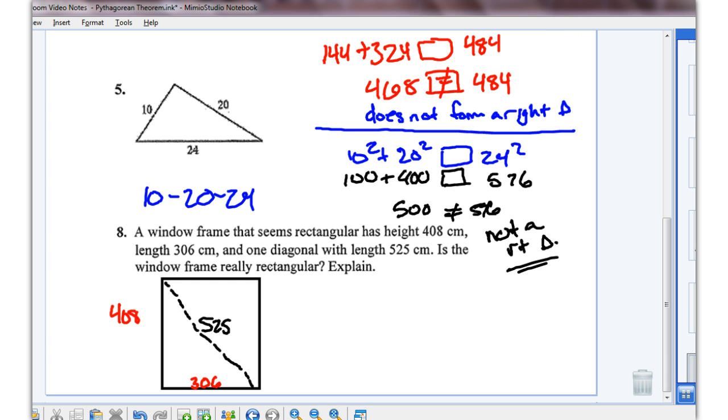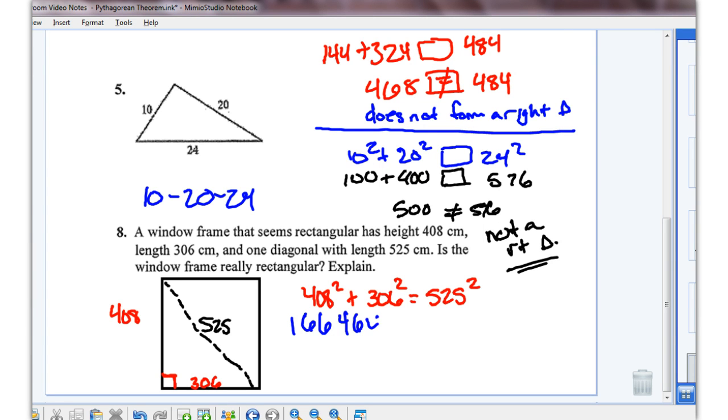Well, what we have to do is, if this is a right triangle, if that bottom angle there on the left side is a right angle, then it's going to be a rectangle. So if we figure out if this is a right triangle, it will be a rectangle. So we have to figure out, once again, if this works out. So we have 408 squared plus 306 squared. We have to see if that's equal to 525 squared. Now we're not just adding up 408 and 306 and seeing if that's 525. What we have to do is actually square those, and they're going to get pretty big. So 408 squared. Oh boy.